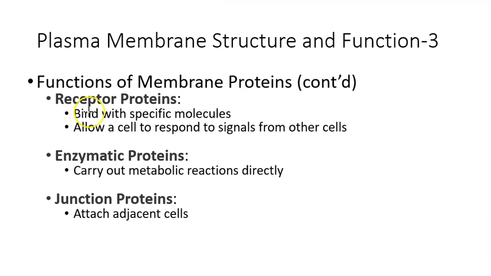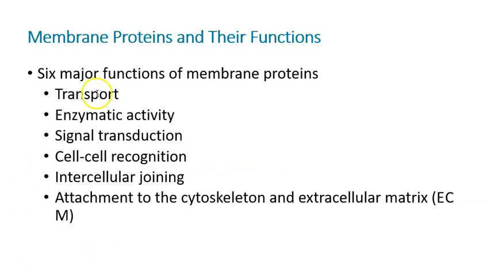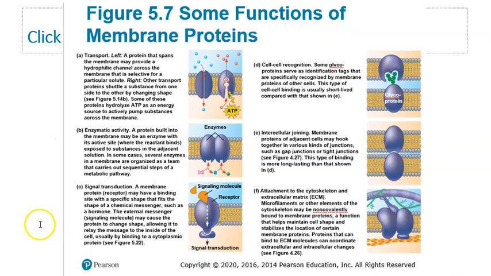Receptor proteins bind. So these are like receiving. So we're responding to signals. Cells respond to stimulus. Receptor proteins allow them to do that. Enzymatic, metabolic, catalyzing reactions. And then junction proteins is all about attachment. Okay, so you definitely need to know all these 6 things: transport, enzymatic, cell signal transduction, which is allowing the cell to respond, recognition, joining, and attachment. Lots of different things here.